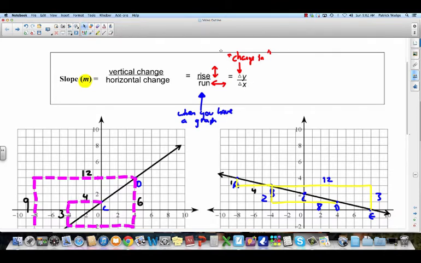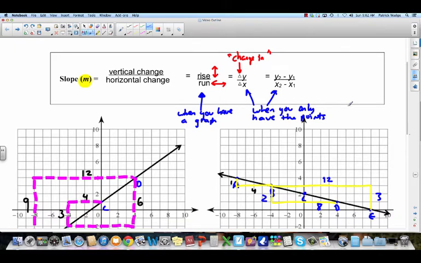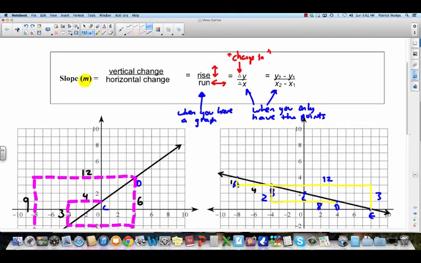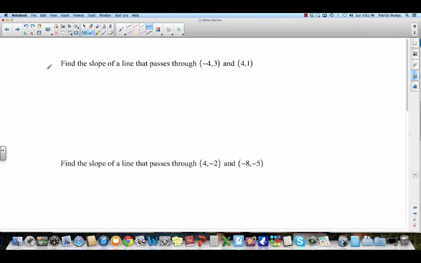There's another way people write this. It's actually very common, but I don't like it so much. It is y2 minus y1 over x2 minus x1. Now pick one of these, you don't have to use both of them, but one of these you're going to use when you only have points. So for example, here we go. If we want to find the slope of a line that passes through these two points, one way you could do it is you could graph the points and then do the rise over run thing we just did.